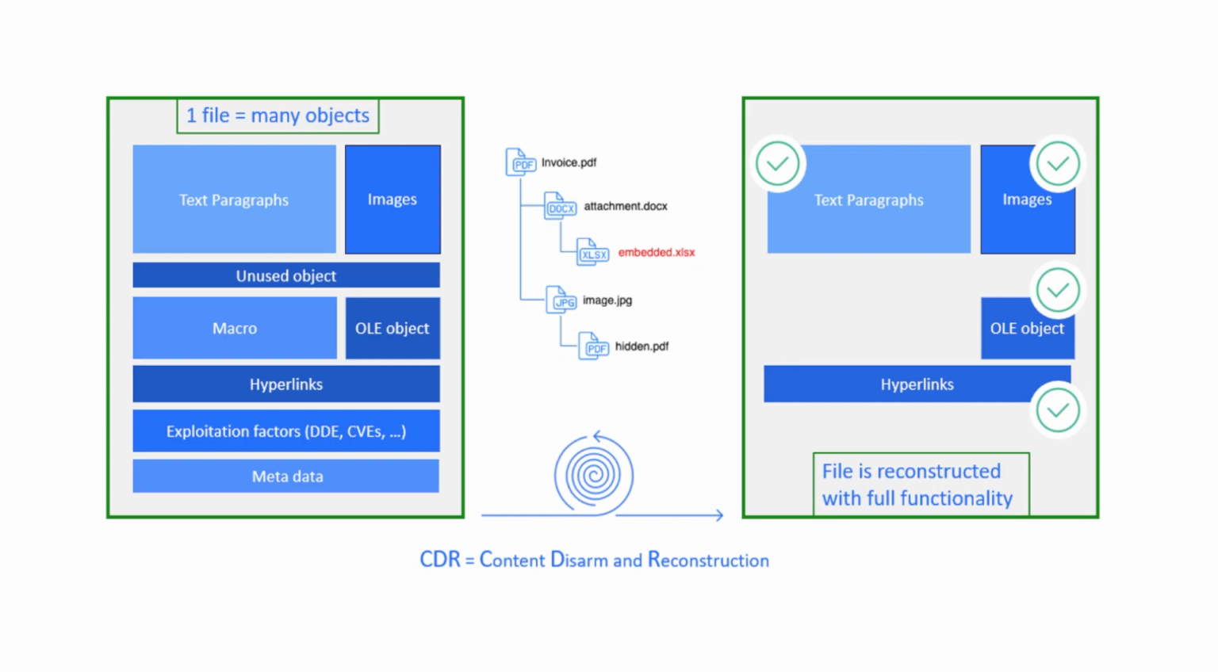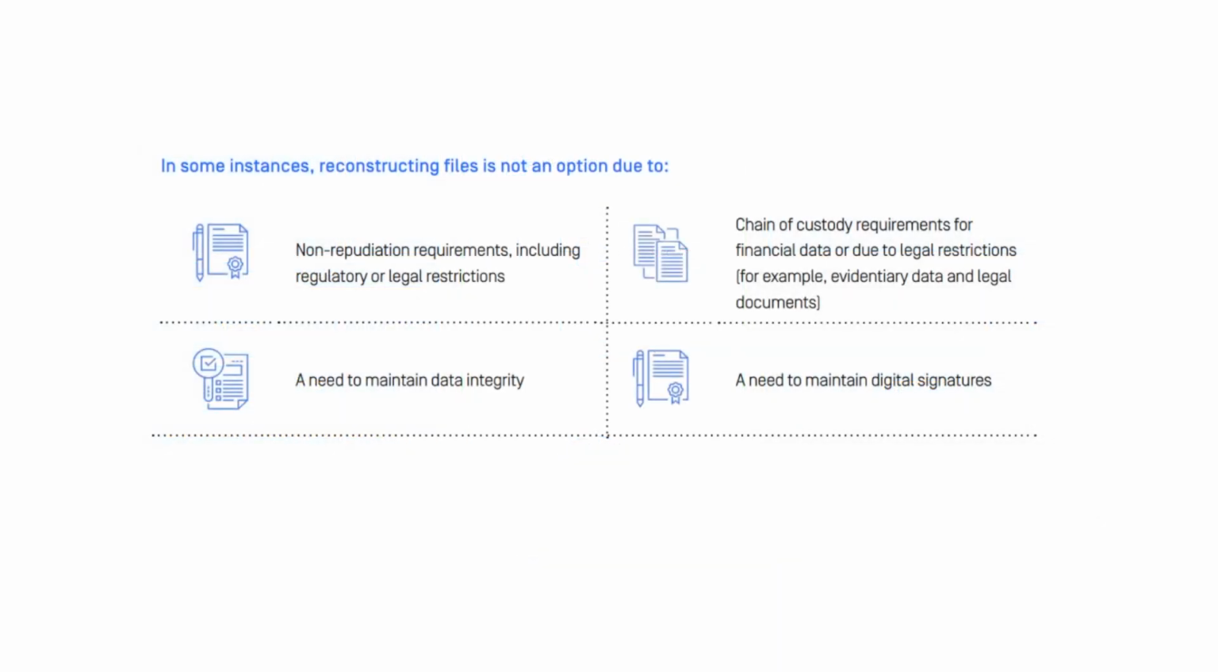the end user. However, in some situations, you may not be able to change the original file in any way. This may be for data integrity reasons, maintaining a digital signature, chain of custody, compliance regulations, or other legal requirements. Although you may be prevented from reconstructing new files using the default CDR workflow, you can still use CDR to identify these potentially malicious files, block them, and get a detailed inventory of the objects they contain.